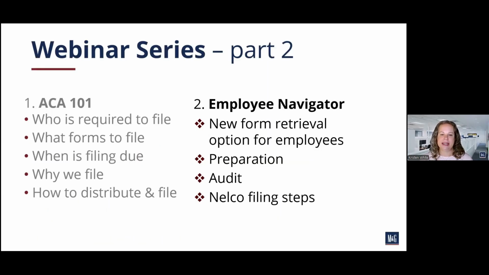This webinar is designed as the second session of a two-part series. The first webinar is ACA 101, where we cover general information with topics such as what determines if a company needs to file and which forms, deadlines, affordability safe harbor, penalties, and distribution options. Today, we're going to focus on using Employee Navigator for that filing.